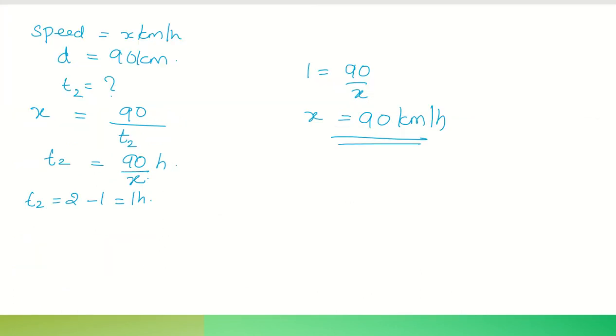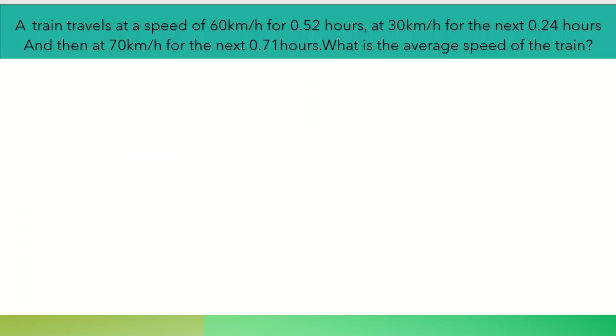Then for the next 90 kilometers, we assume the speed as x km per hour, distance traveled is 90 kilometers, and time taken as t2. Since the total time taken for the journey is 2 hours, and already 1 hour is gone in the first 30 kilometers, the remaining 1 hour it takes to travel the next 90 kilometers. So t2 is substituted as 1. So we get the value of speed in the next 90 kilometers as 90 km per hour. Hope you understood it. So this is a very, very important type of question. Now let's do another one.